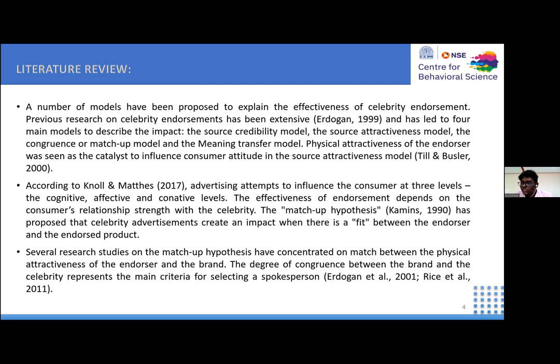When there is congruence between the celebrity and the brand, it is likely there will be a positive evaluation of the brand endorser. And this led us to hypothesis one: there will be a significant difference in sentiment score for celebrity and brand with high congruence than with low congruence.